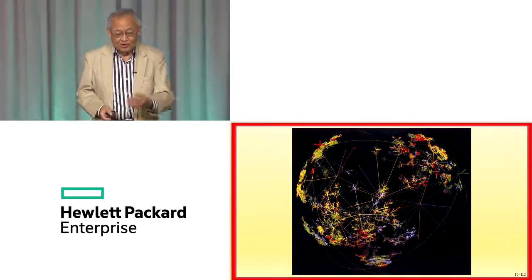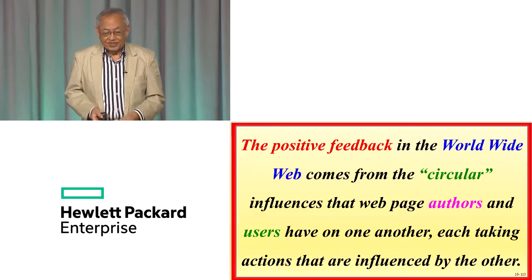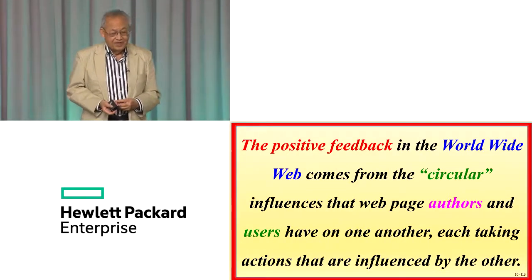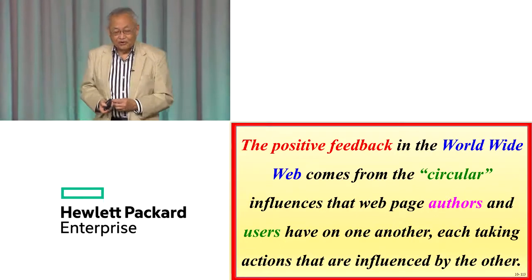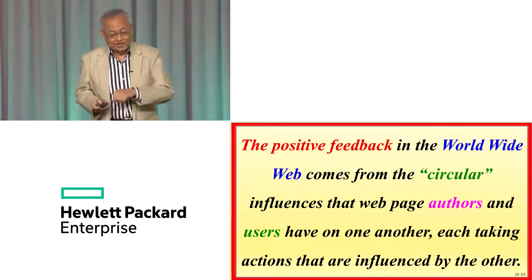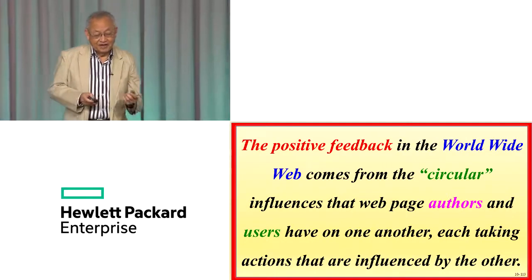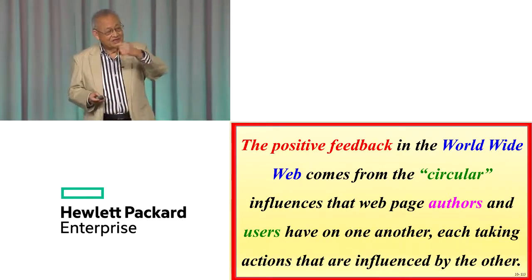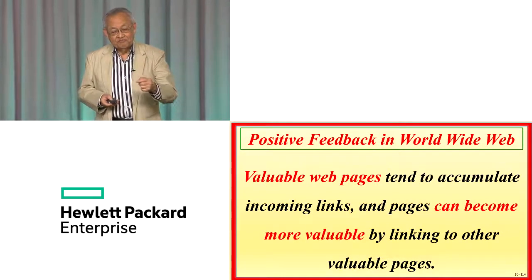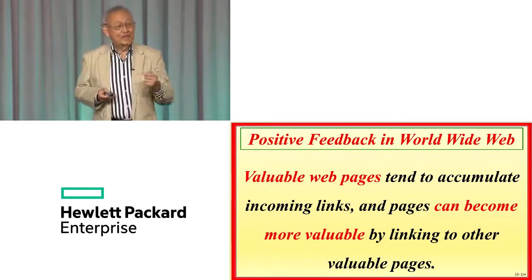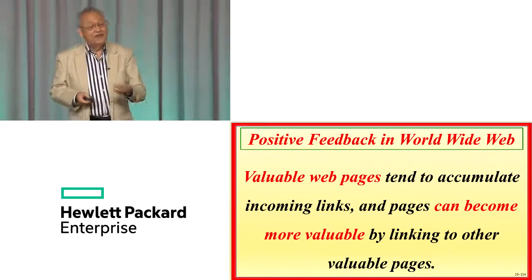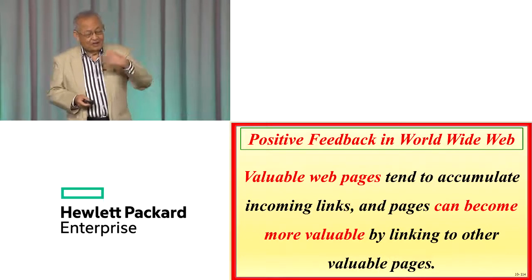For example, look at the World Wide Web. The positive feedback in the World Wide Web comes from, in fact, the circular influences that web page authors and users have on one another. Each one taking actions that are influenced by the other. You can see the positive feedback now, okay? Because valuable web pages tend to accumulate incoming links, and pages can become more valuable by linking to other valuable pages. I hope it makes sense to you.